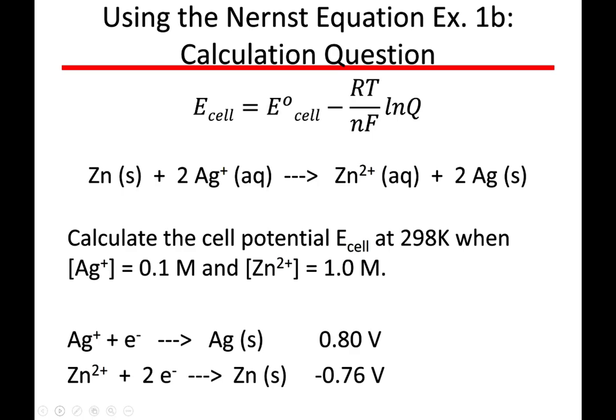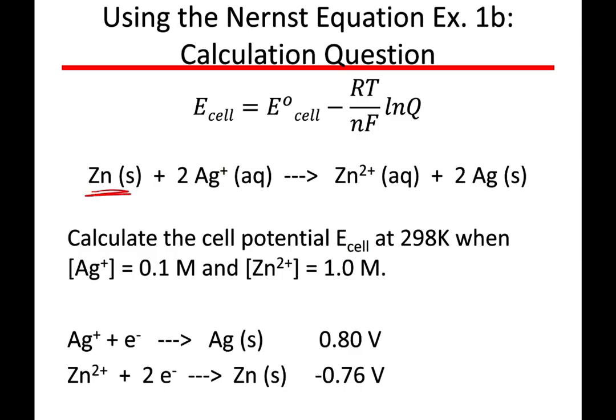So we're going to consider this same reaction, zinc plus 2Ag+ going to Zn2+ plus 2Ag, and we're asked to calculate the cell potential at 298 Kelvin when the concentration of Ag+ is 0.1 molar and the concentration of Zn2+ is 1 molar. We're given the standard reduction potentials for Ag+ and Zn2+, and let's think about how we can rearrange them to get the reaction that the problem is asking for.